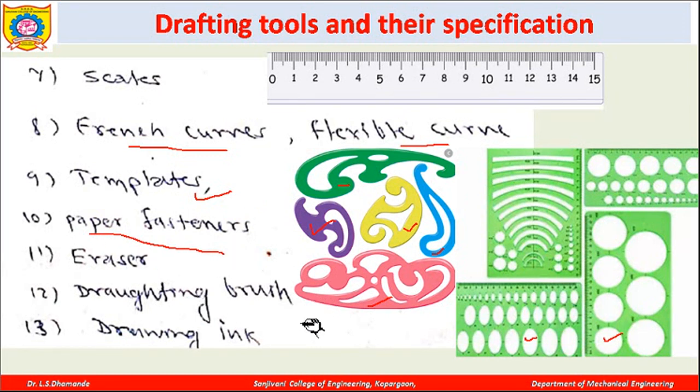Then there is a drafting brush, because whenever you erase something, instead of using your hands directly to remove that dust from the paper, which may make your paper blunt or disturb the drawing, it is better to use the drafting brush. Okay, and generally drawing ink was also used previously by some people. So these are some of the tools that are required for making the drawings.